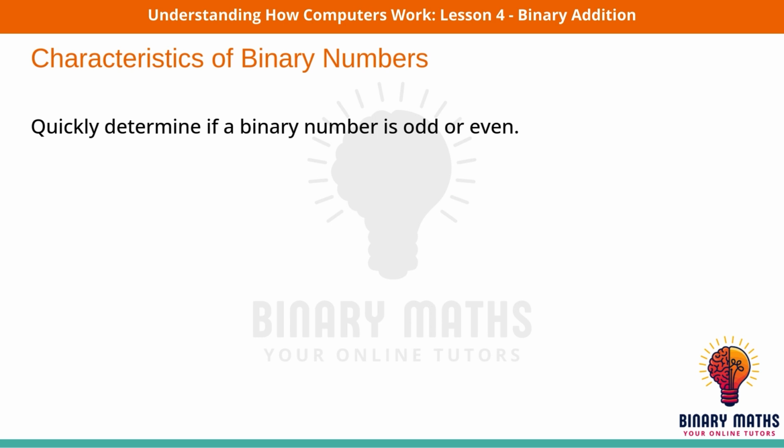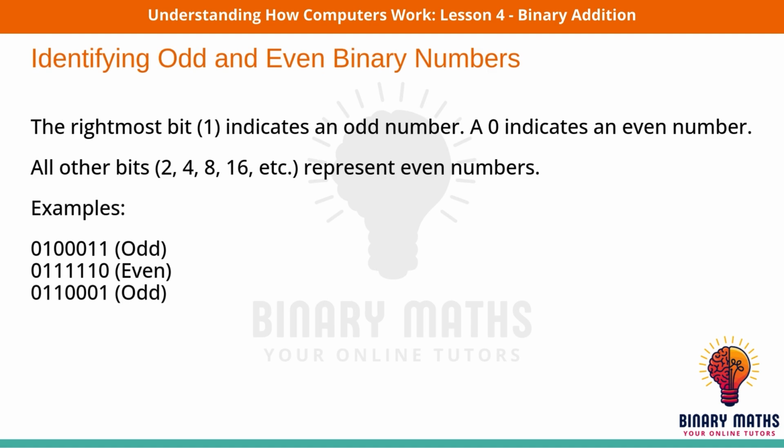Now, how can we tell if a binary number is odd or even? It's actually quite simple. Just look at the rightmost bit. If it's a 1, the number is odd. If it's a 0, the number is even. Let's have a look at some examples.